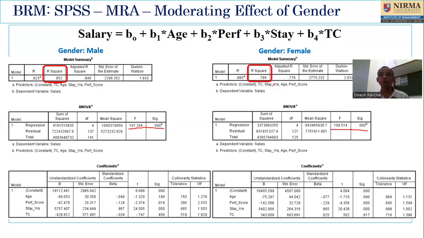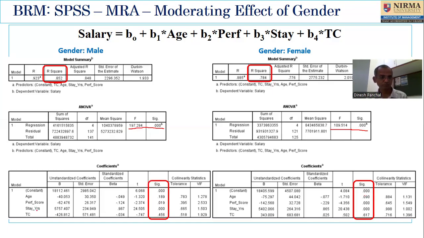Now we want to confirm where it is coming from. So let's see the third part, the individual parameters. We'll start with age. Is age significant in the case of male? No, it is not. In case of female, it is also not. So in both cases, age is not a significant parameter. Both are the same, so there is no moderating effect on the relationship between age and salary.